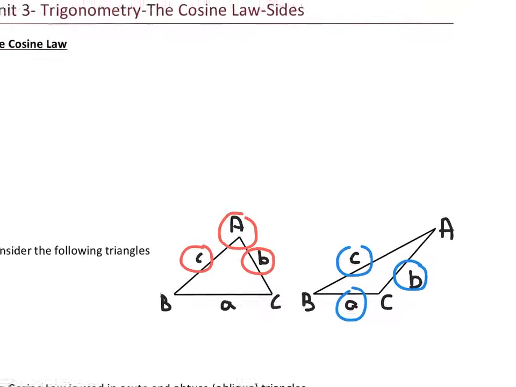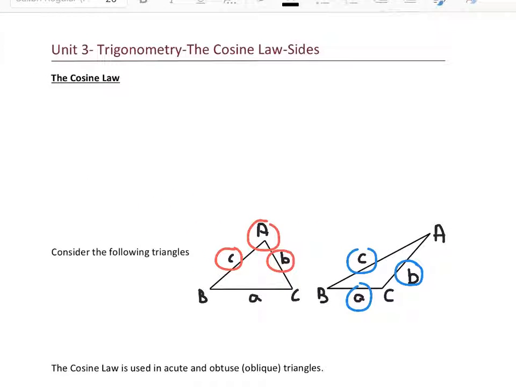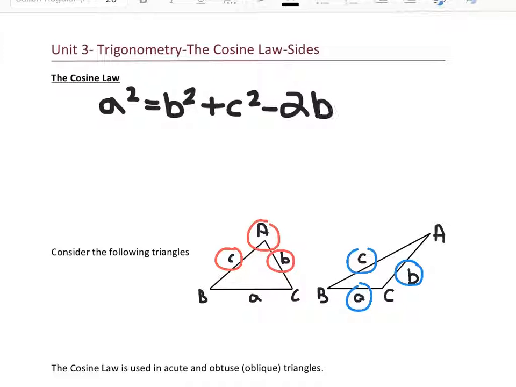So I'm just going to write out cosine law. You do have this law on your cheat sheet. So for example, if we wanted to solve for side A, it would be A squared equals B squared plus C squared minus 2BC cos A. And again, the little letters represent the sides and the large letters represent the angles.